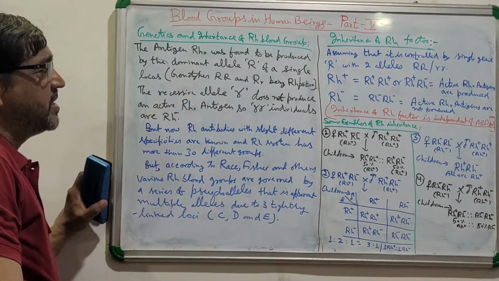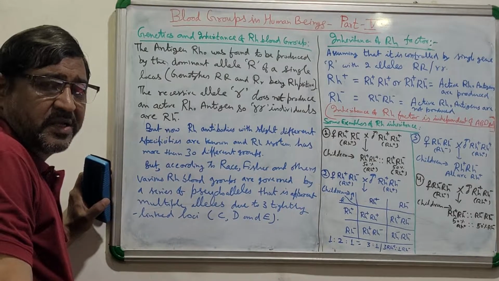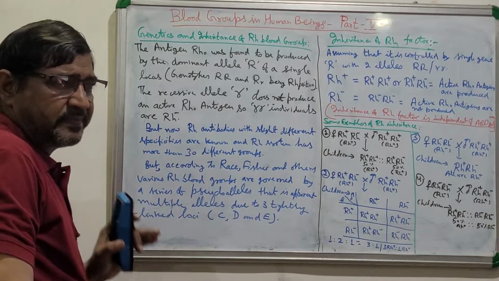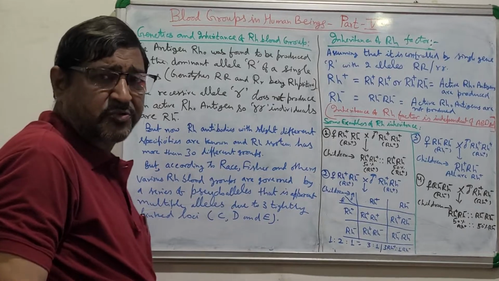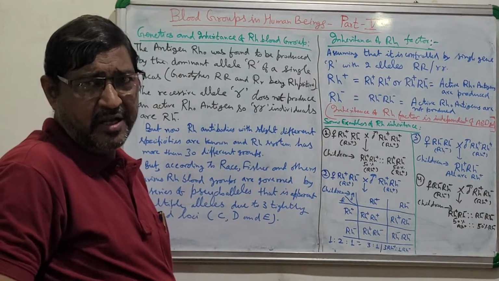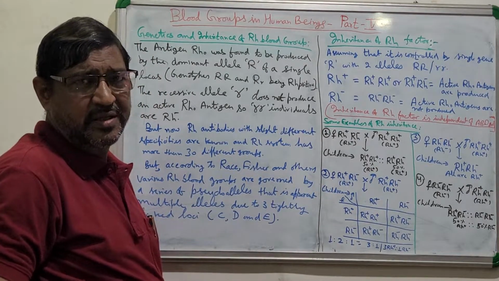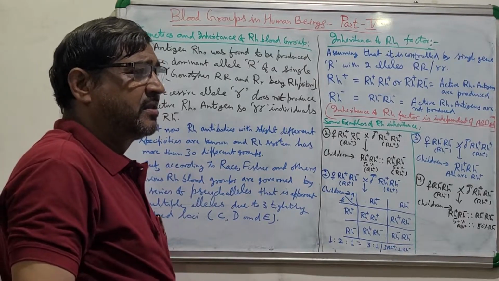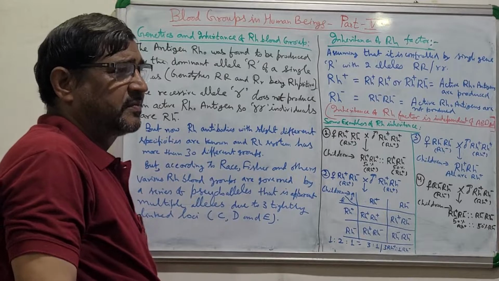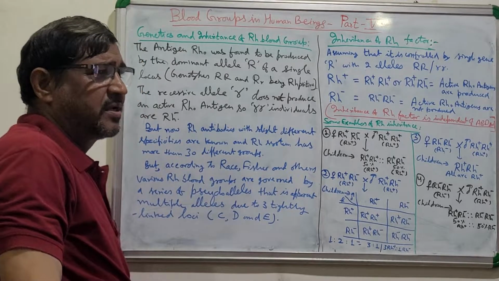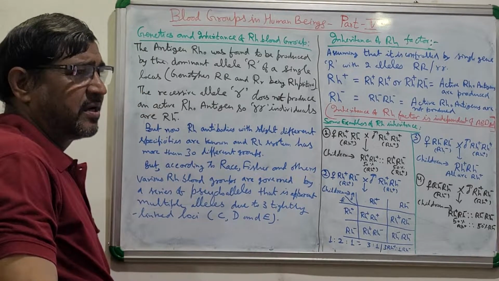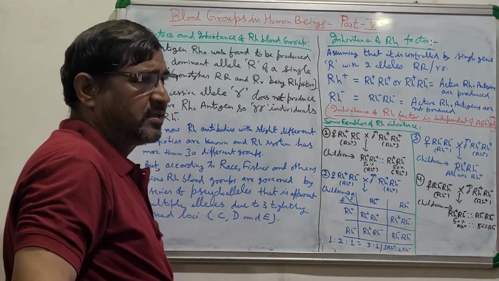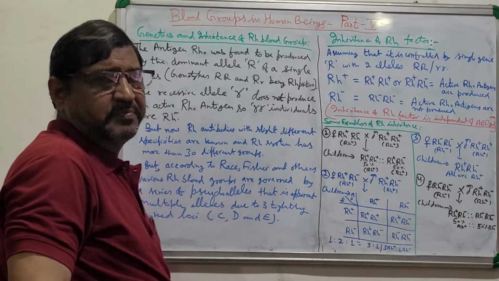So here you see a single gene is controlling the Rh factor, having two alleles, the capital R and the small r. The positive is the dominant and the recessive is the negative.